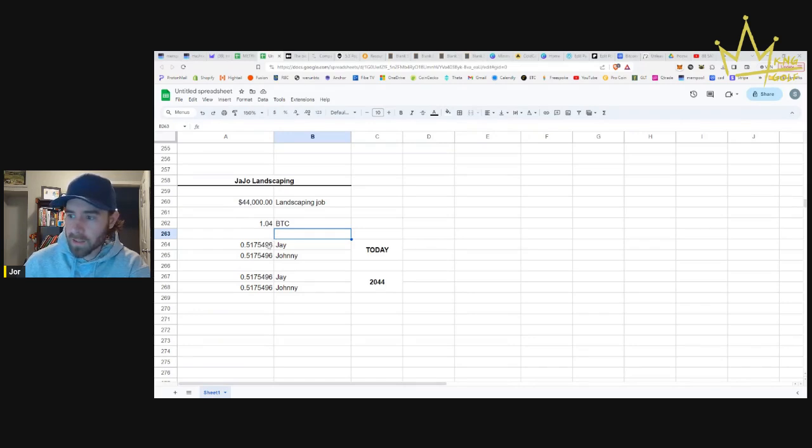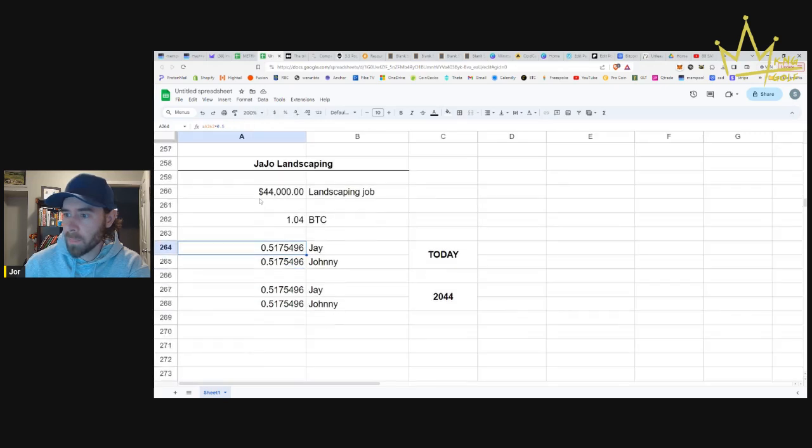So what that looks like today is they would each get their split of 51 million sats. You can see these numbers here. I'll make it a little bit bigger. There we go. After their split, Jay and Johnny each get approximately 51 million sats today. It's 0.5175496. That's their split off of their job.